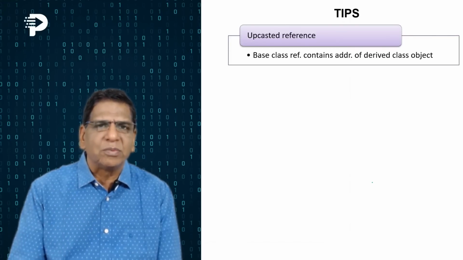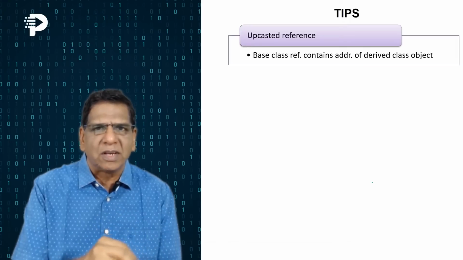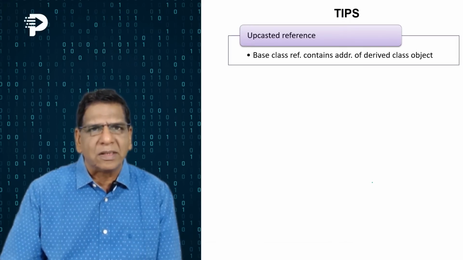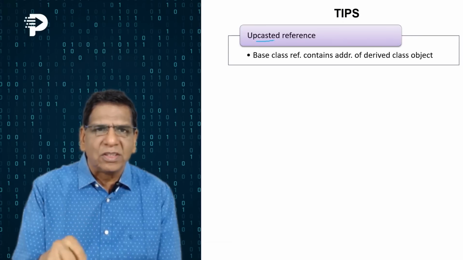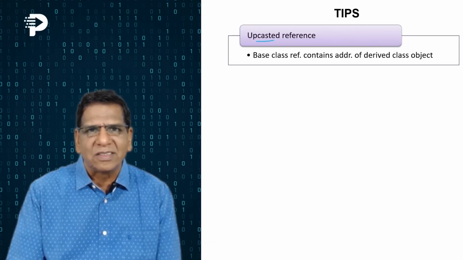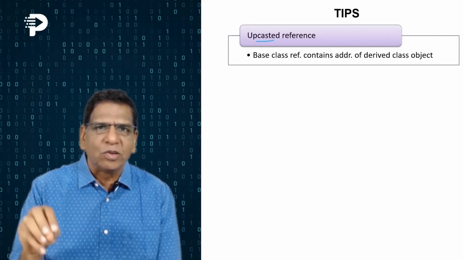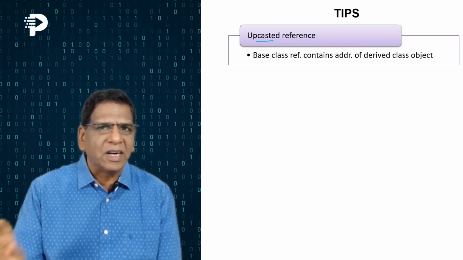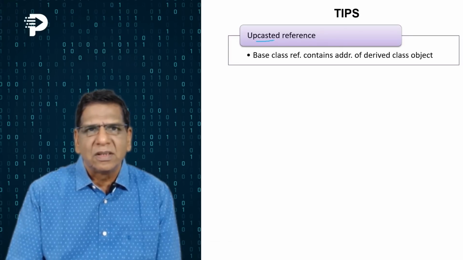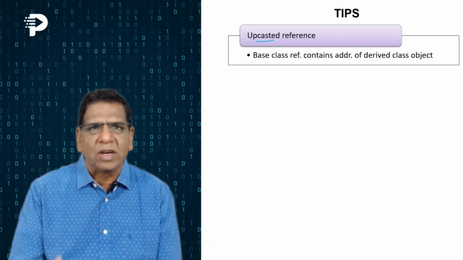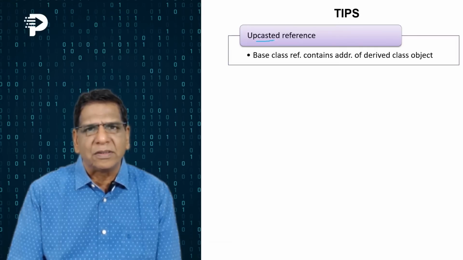Few tips about it are in order. First is that whenever you store the address of the derived class object into a reference to the base class, that process is known as upcasting, and the reference is known as an upcasted reference. So the array that we created was really an array of upcasted references. In the shape reference, we were trying to store addresses of circle objects and addresses of rectangle objects, making them upcasted references. And since there were many of them, we can call it an array of upcasted references.